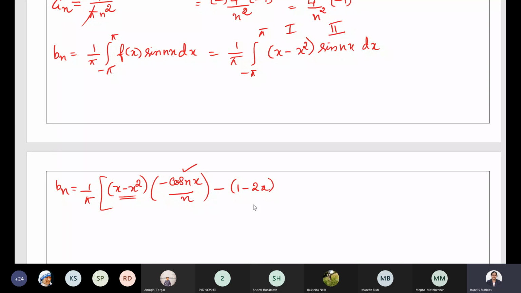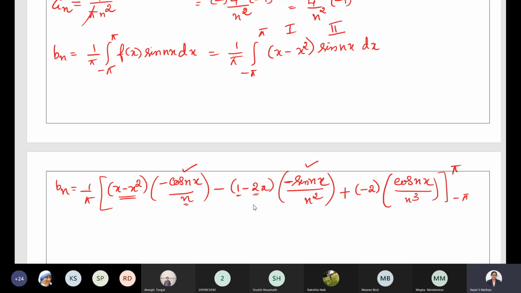Now integrate this. Integration of cos is sine. Negative sign is already there, so it is minus sine nx divided by n, and 1 on n is already there, so it will become n square. Then plus, differentiate. Differentiation of 1 is 0. Differentiation of minus 2x is minus 2. Now integrate this. Integration of sine is minus cos, so minus of minus becomes plus cos nx. N square is already there, so it becomes n cube, and the limits vary from minus pi to pi.